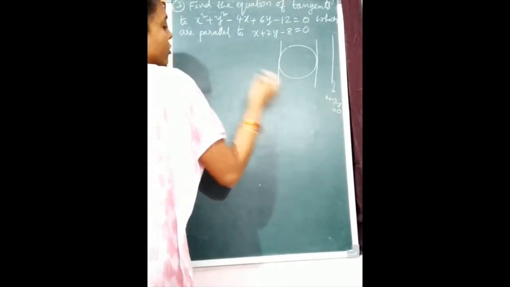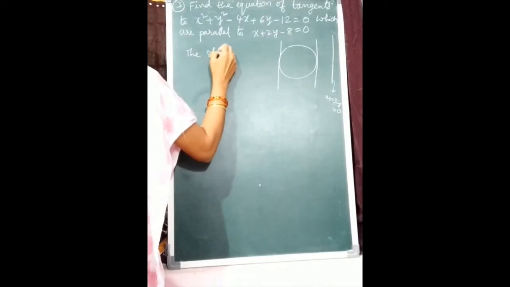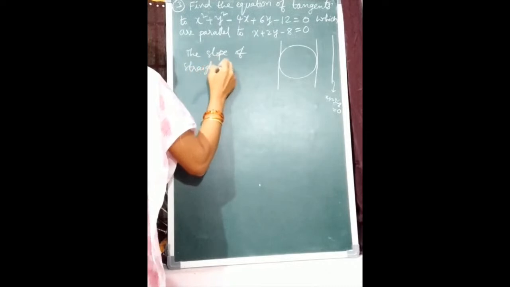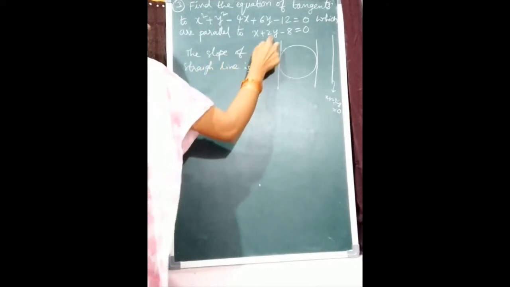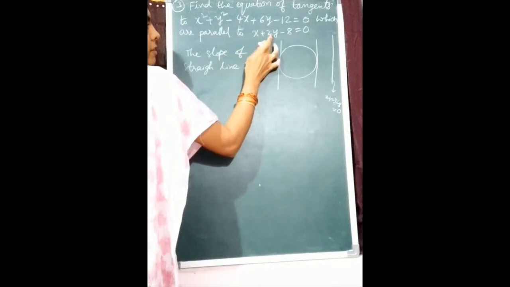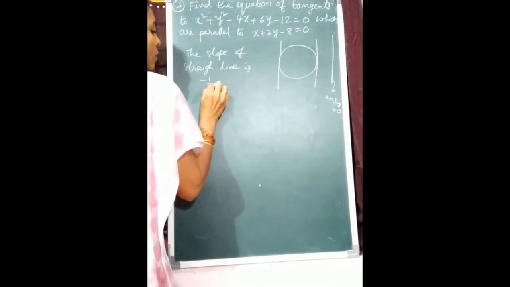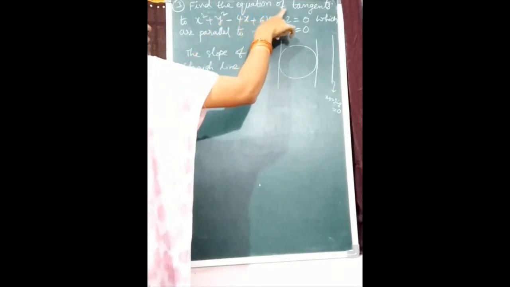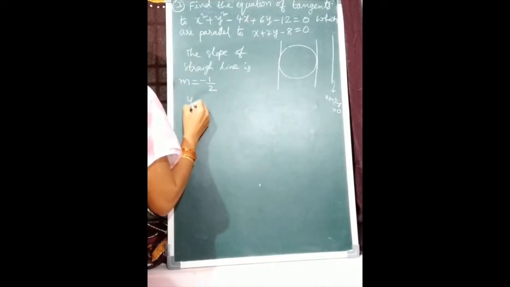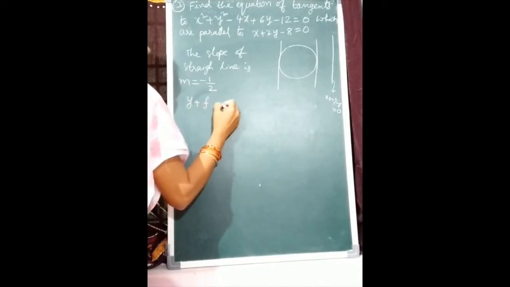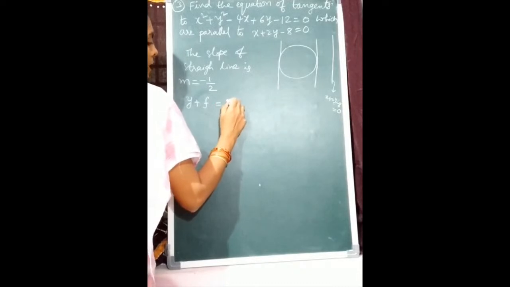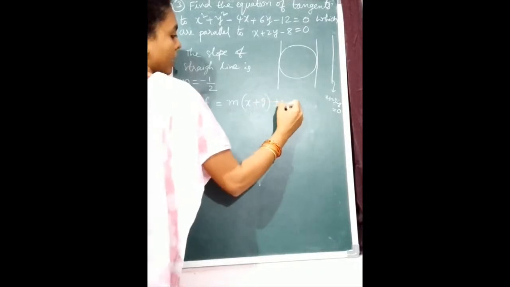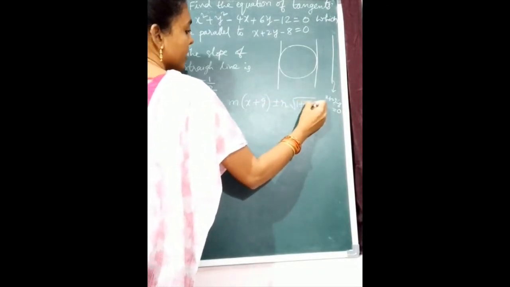So the slope of the straight line is minus x coefficient by y coefficient. So minus 1 by 2. So m is equal to minus 1 by 2. Find the equation of tangent means the equation of tangent formula y plus f is equal to m into x plus g plus or minus r into root over 1 plus m square.